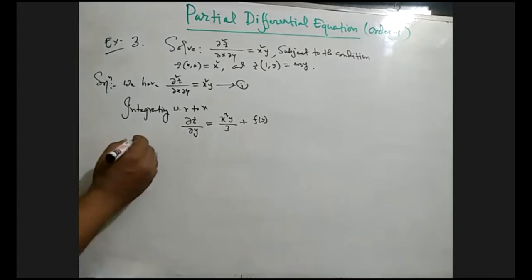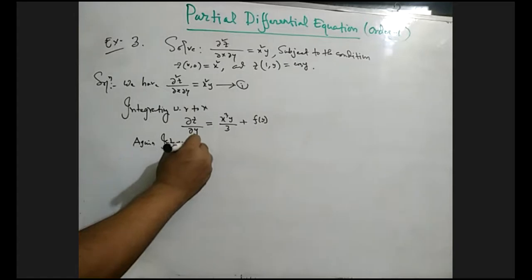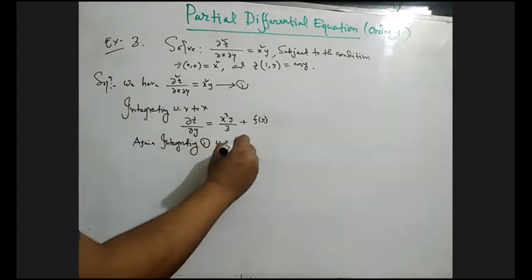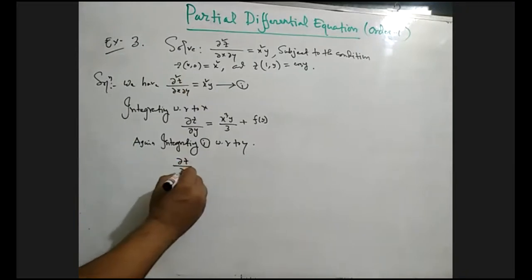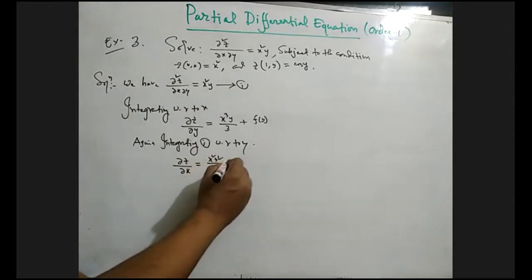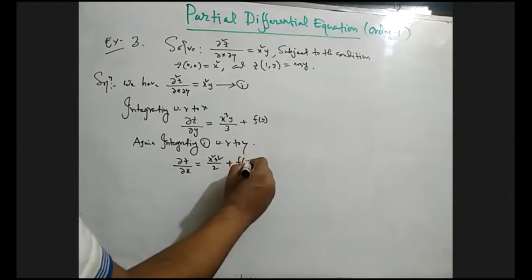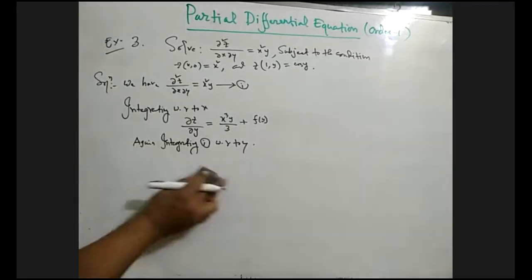Again, integrating 1 with respect to y, this can be written as del z by del x equals x square times y square divided by 2, plus a constant which will be a function of x only. This is equation number 2.